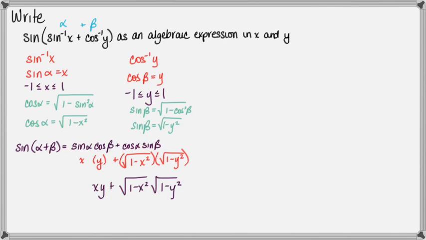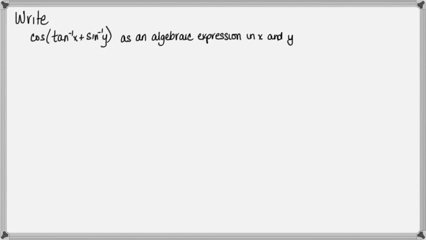We're going to stop there. It only gets super ugly from that point on. This is enough. Next: cosine of tan inverse x plus sine inverse y.